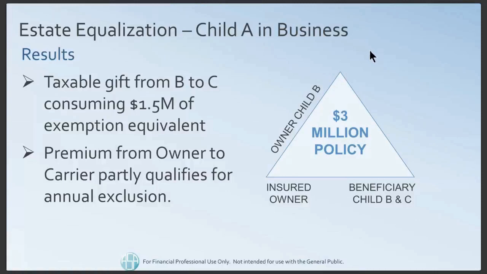Another issue is the premium from the owner to the carrier only partly qualifies for the annual exclusion. To qualify for the annual gifting exclusion, it has to be a present interest gift. And if Child C does not have the right to reach in that policy and pull their share of that money out, because Child B actually owns the policy, and Child B's probably not giving Child C a Crummey letter or telling them about it, or they may not even know about it. So it's just not real clean.